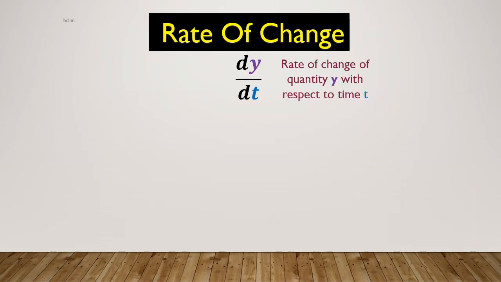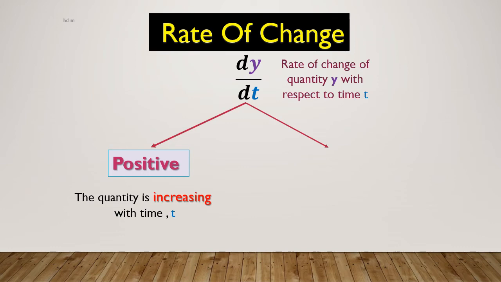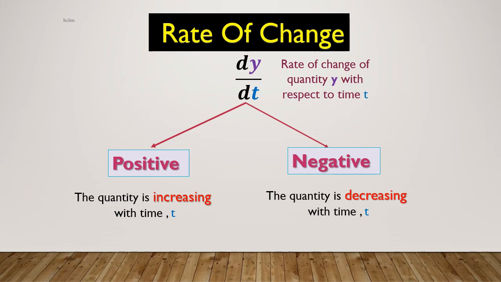The rate of change of quantity y with respect to t, whenever you have the value of positive, it means that the quantity is increasing with time t. Whenever you get a value of negative, the quantity is decreasing with the time t.